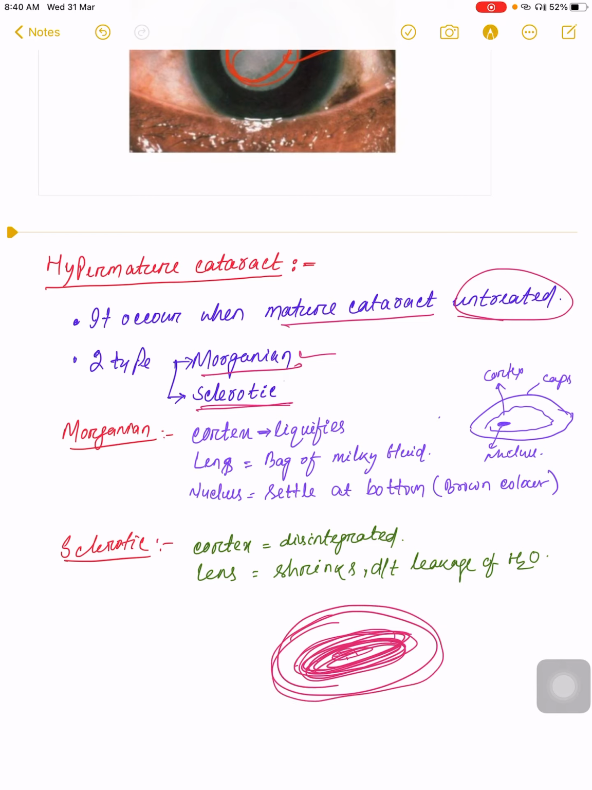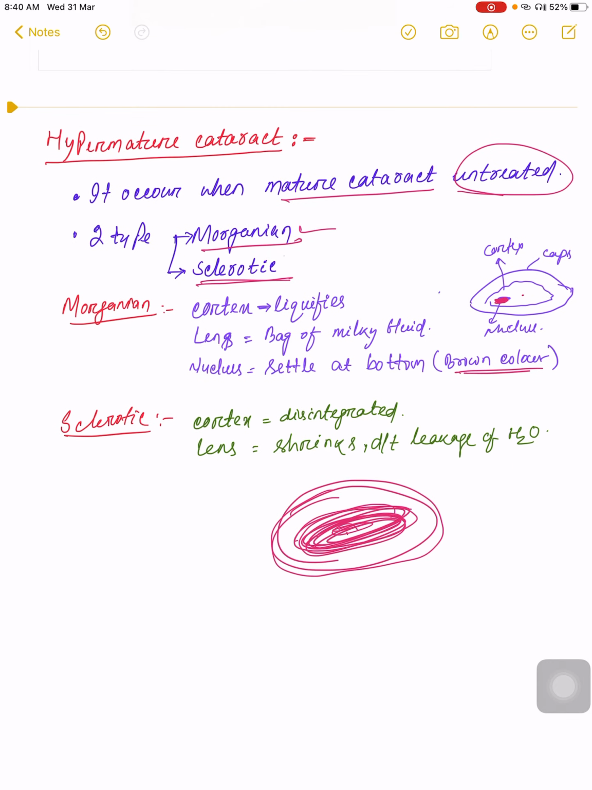And the nucleus settles at the bottom. See, the nucleus is not originally present at the bottom, it is in the middle, but here the nucleus is present at the bottom. Due to these types of changes, the lens becomes brown in color, as you can see. In case of sclerotic cataract, the cortex disintegrates and the lens shrinks due to leakage of water. At last what happens? Excessive swelling, it will burst. So the lens shrinks and the cortex is disintegrated.